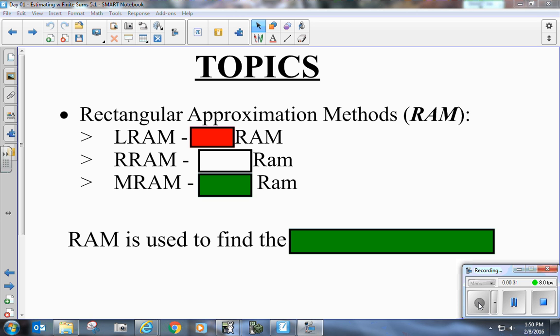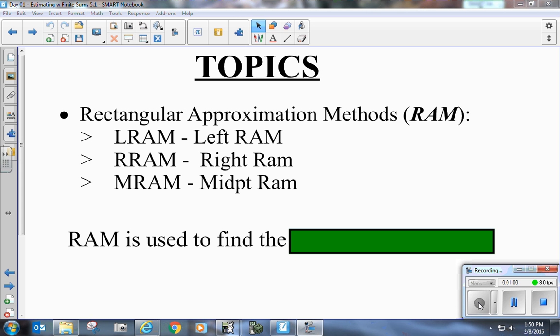Guess what LRAM stands for? Left RAM. There is a method we use. RRAM? Oh, rectangular. No, it's right. Yes, it means right. Any guesses on M? Midpoint, which is like the middle. You think of it as the middle.